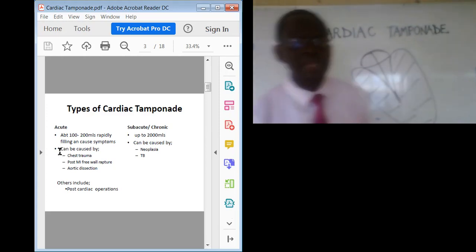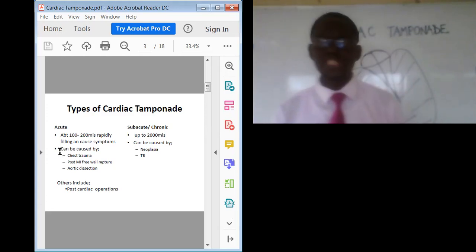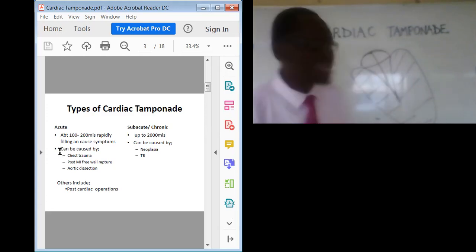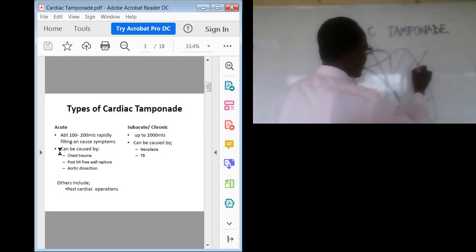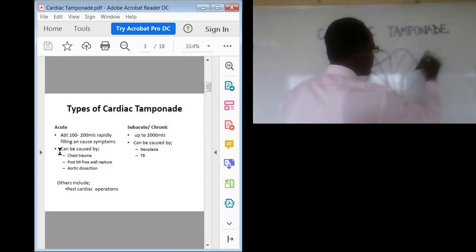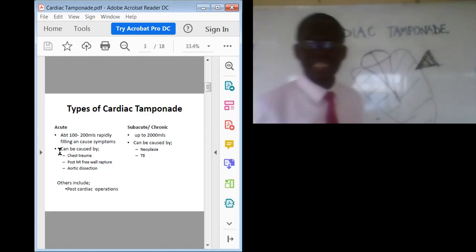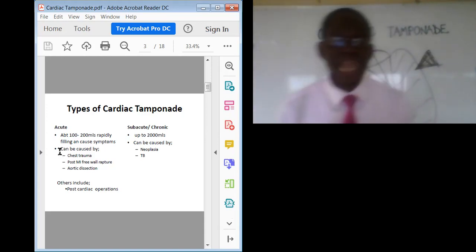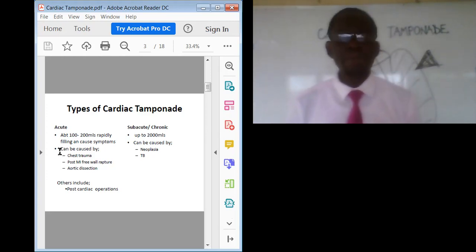Yeah. And what can be the cause? So one of the causes can be trauma to the chest. If there was injury to the sac here as a result of trauma, you'd have fluid accumulating there in the sac. It can also be as a result of what we call post-myocardial infarction free wall rupture.